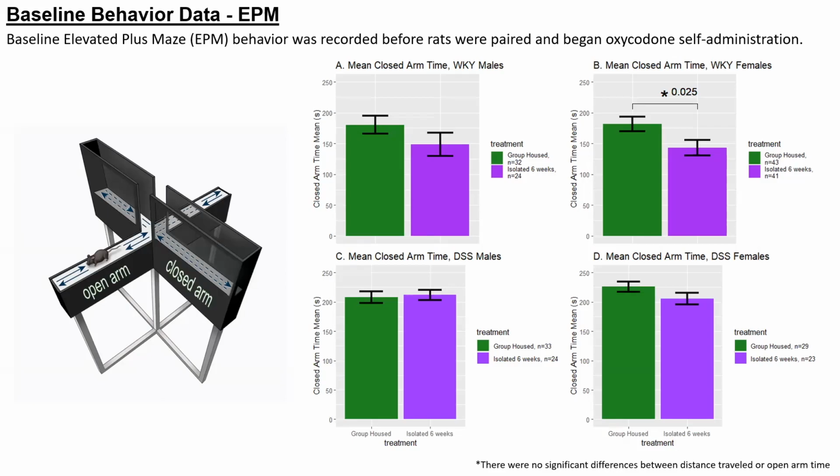And so it's used as a measure of anxiety or anxiety-like behavior in rats, because the rats that are more anxious are going to spend more time in the closed arms and not take that risk to go to the open arms. And then the rats that have less anxiety are going to spend more time in the open arms.